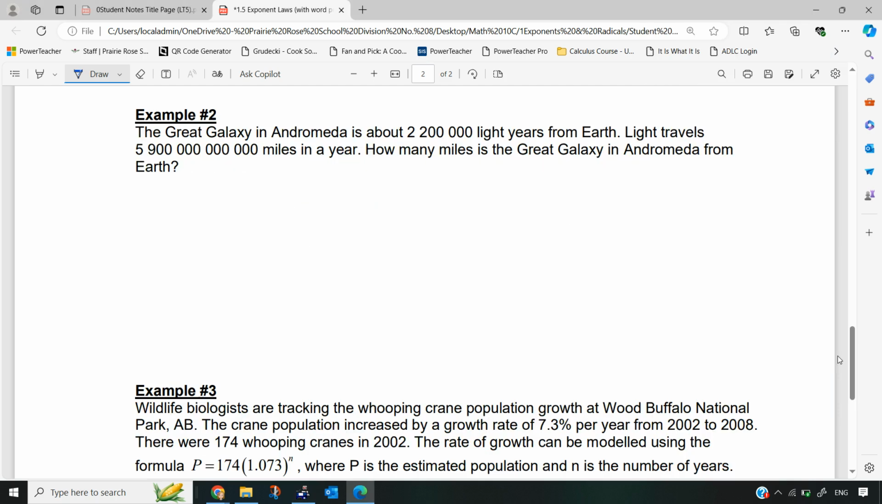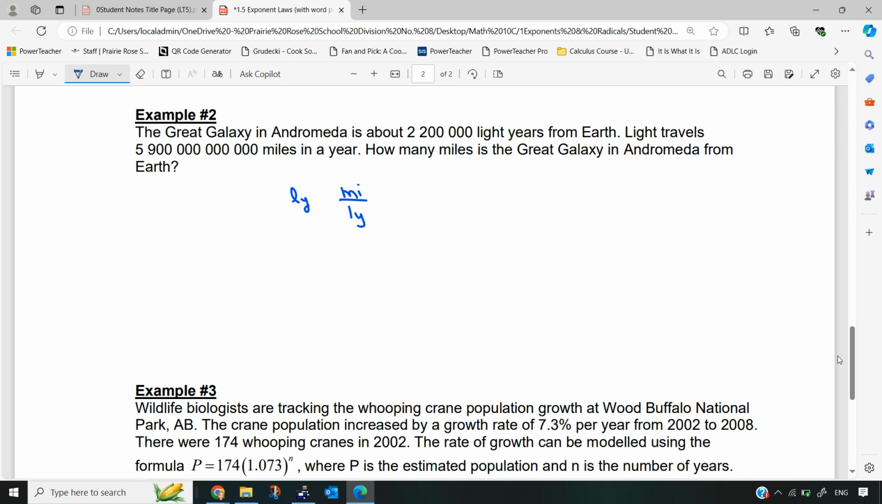Example 2 says the Great Galaxy in Andromeda is about 2.2 million light years from Earth. Light travels at about 5.9 trillion miles in a year. The question is, how many miles is the Great Galaxy in Andromeda from Earth? So when we take a look at solving this question, we have to decide how are we going to calculate it. Well, we have a rate of 5.9 trillion miles per year. And so in this case, we're talking about a light year. And we have 2.2 million light years.